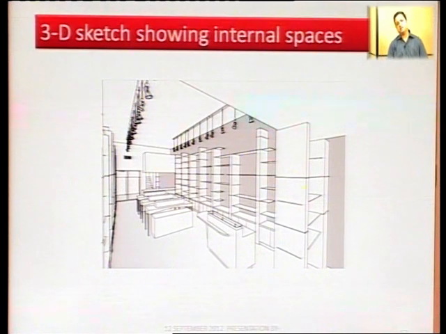This is another 3D sketch showing internal space. We can see the amount of lighting provided. All these lights will enhance the beauty of flowers. This is the front desk. These are shelves for storing flowers. These are also display units.